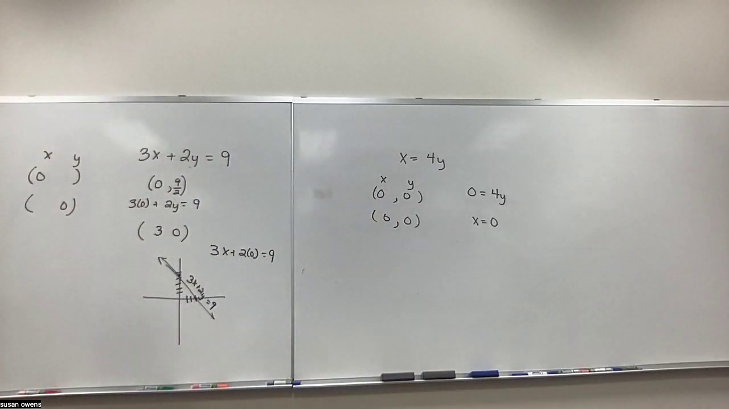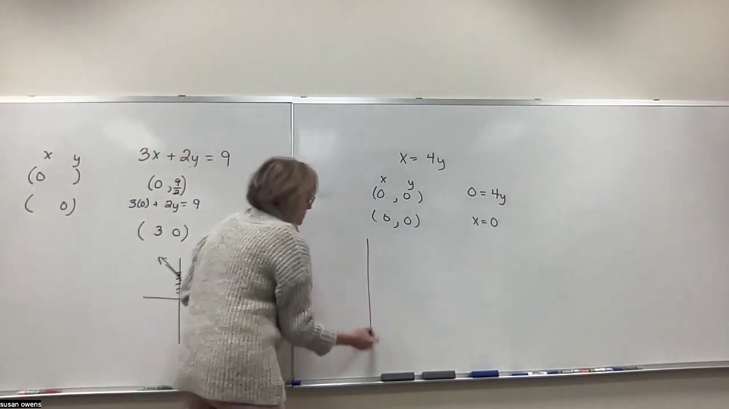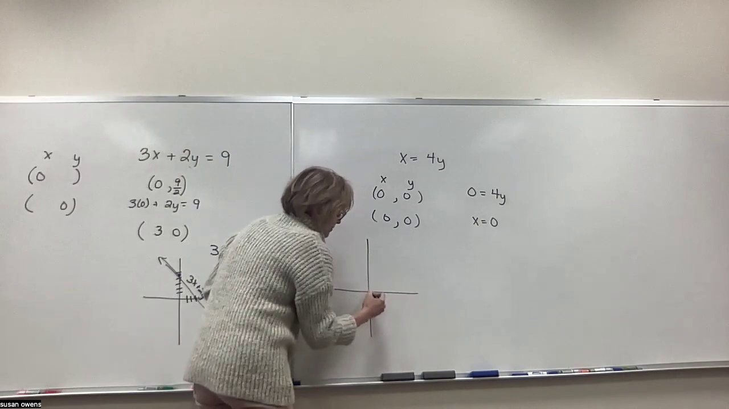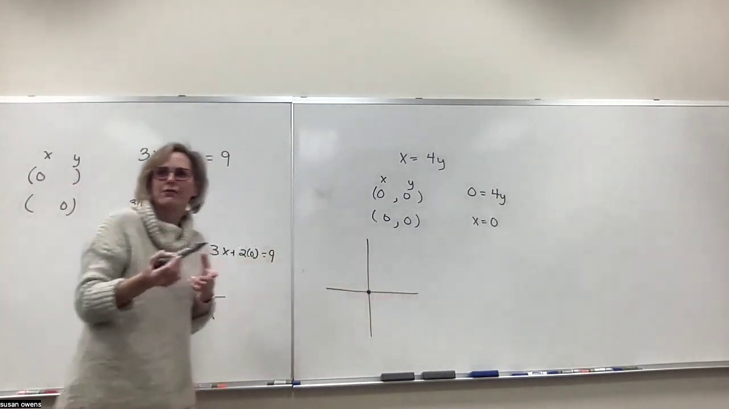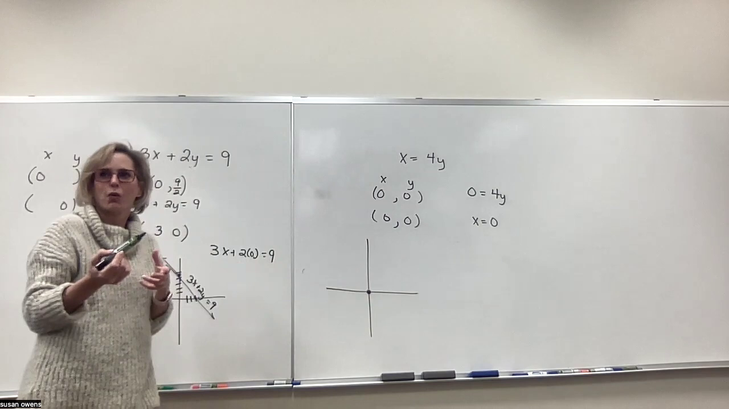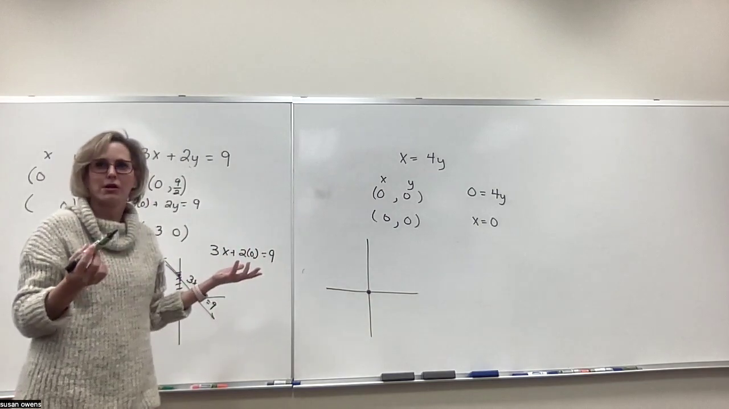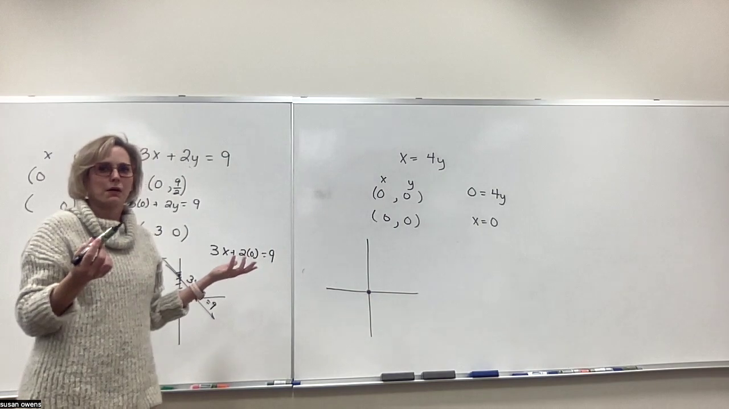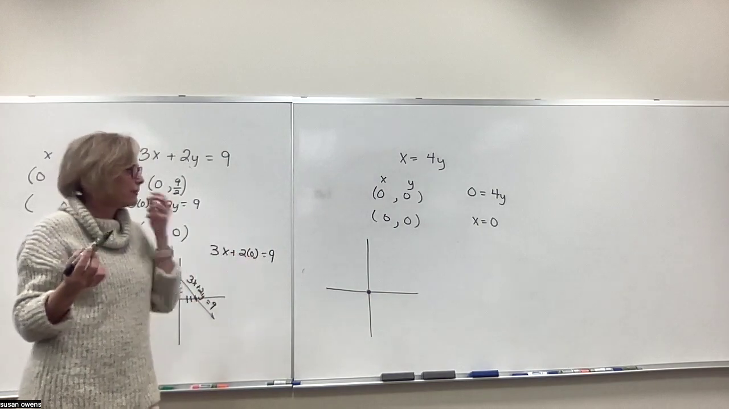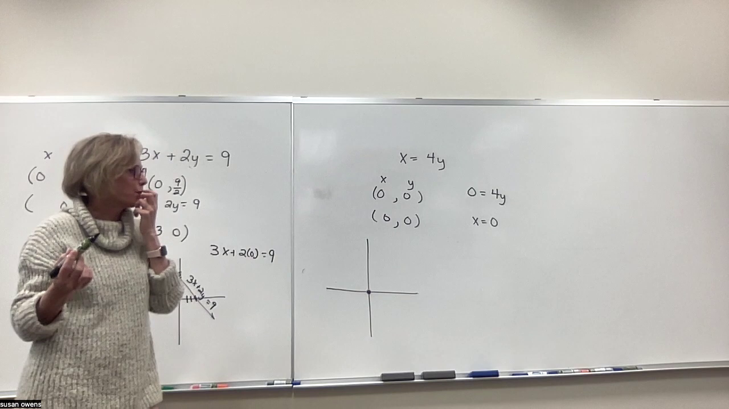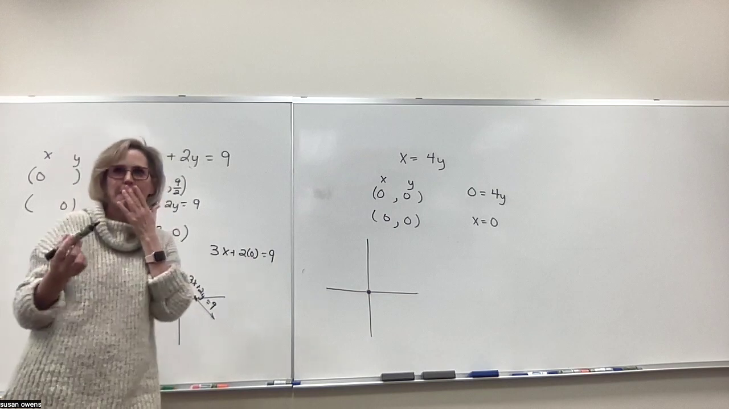So then I can find another point on the line, because if it goes through 0, 0, that is both the X and the Y intercept. So it doesn't give me much to go on. So then we can just pick a number that you want. So Kenzie, give me a number to plug in for X.